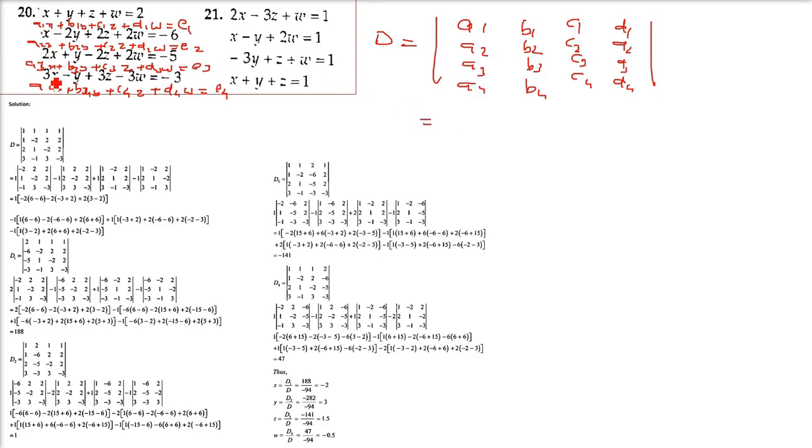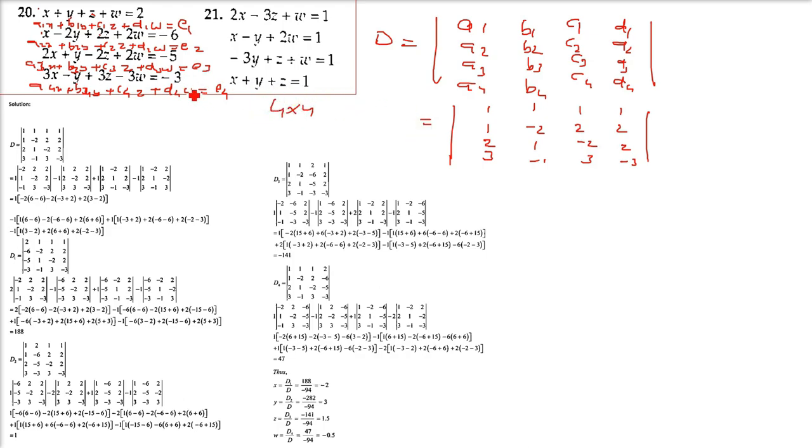So we have 1, 1, 2, 3 here. Then in the second column, we have to write the coefficient of y: 1, negative 2, 1, minus 1. In the third one, you have to write the coefficient of z: 1, 2, minus 2, 3. And in the last one, you have to write the coefficient of w: 1, 2, 2, minus 3. So this is 4 by 4. Okay. So this is how we'll do it.